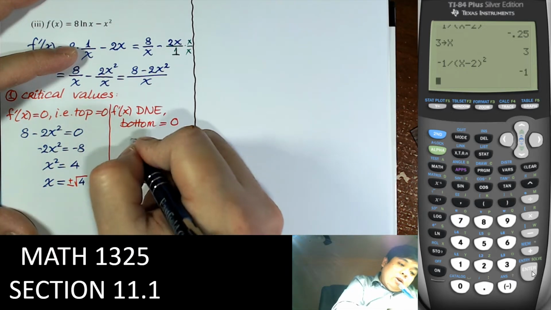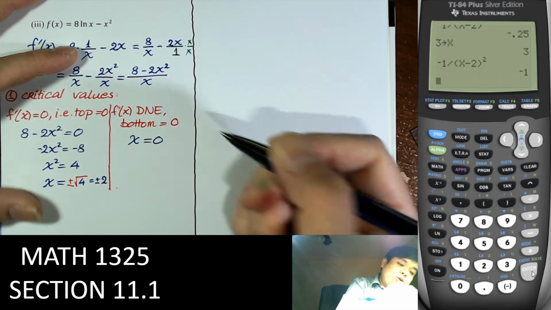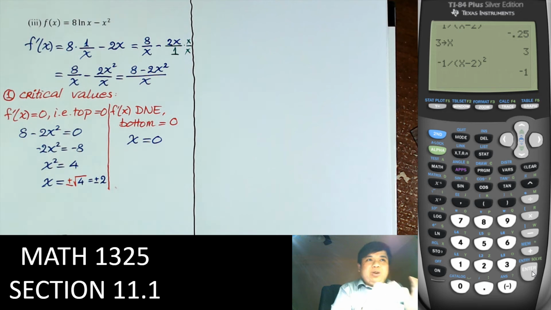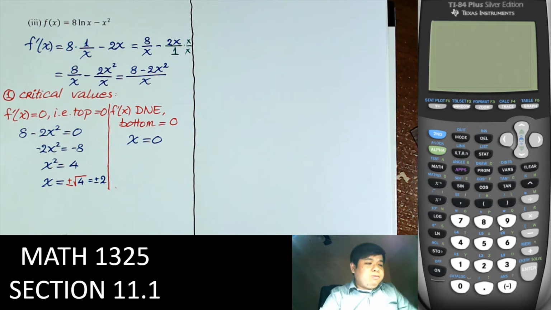The bottom equal to 0: the bottom is x, so we have x equal to 0. So we have x equal to 0, x equal to 2, or x equal to negative 2. However, this problem is different than any other problem.